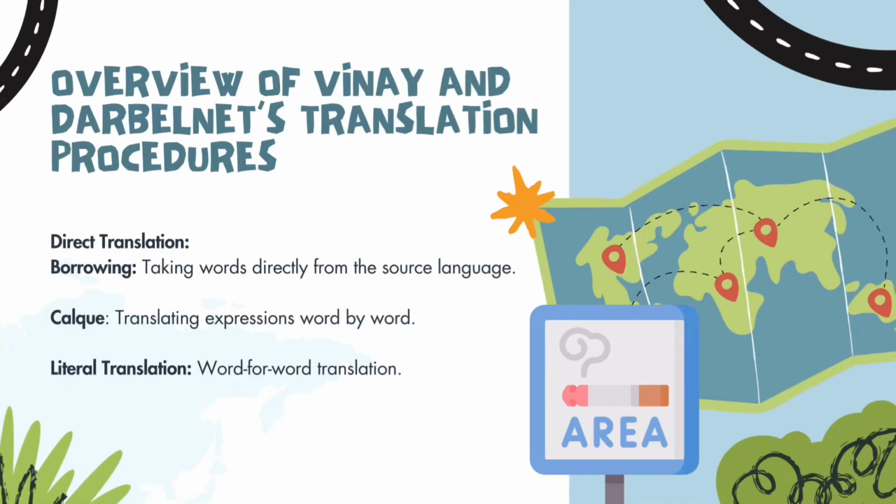Okay, for the next slide, overview of translation procedures. The Vinay and Darbelnet model has two main types. First is direct translation, like borrowing, taking words directly from the source language, and calque, translating expressions word for word. And the last is literal translation, word-for-word translation.